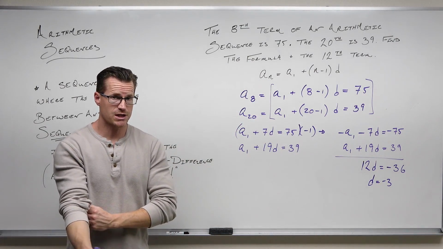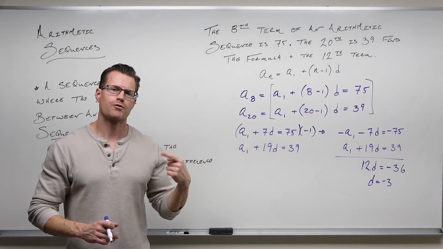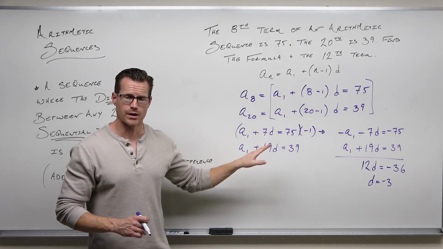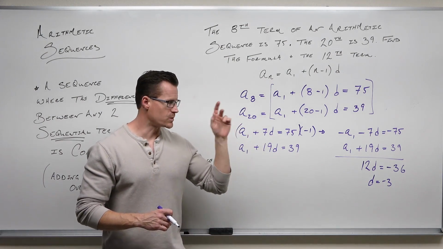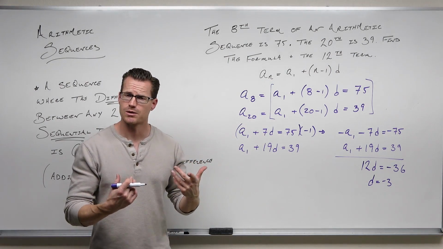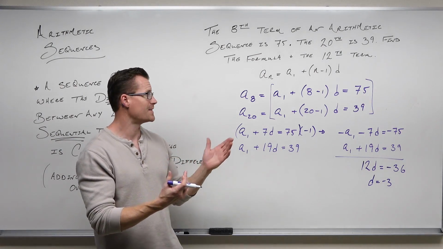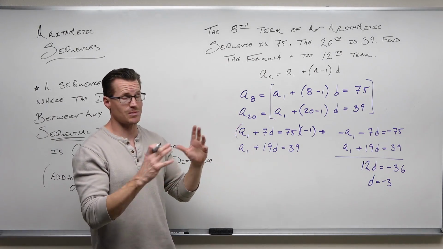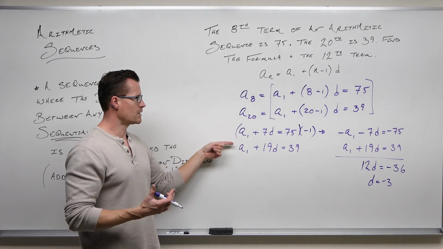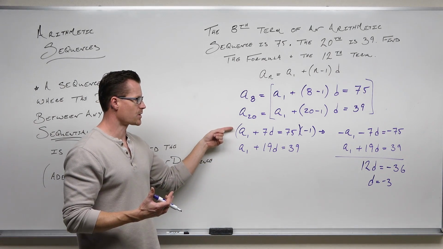Now, just like every other system of equations ever, you can solve for one variable, but you have to plug it in somewhere to solve for the other one. So we've just found the common difference. We know it's negative 3, but we need a starting term, an a sub 1, to figure out what our formula is. That's going to be very simple, but we need to find that a sub 1. So use either one of these. I'm going to use this top equation.